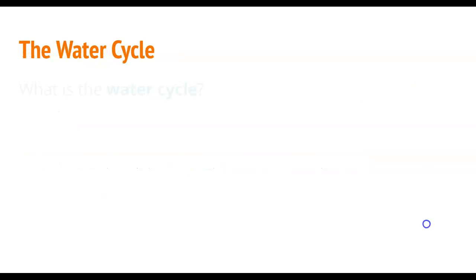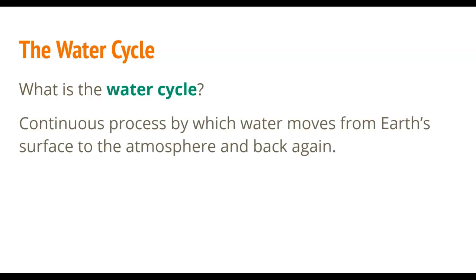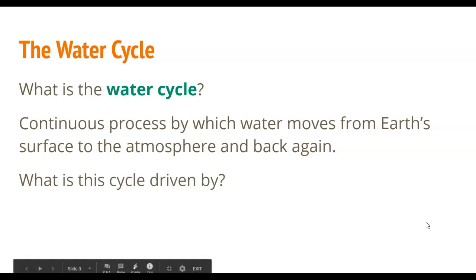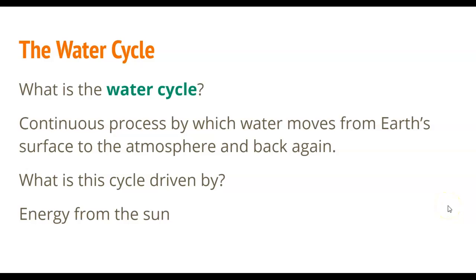The water cycle. What is the water cycle? It is the continuous process by which water moves from the Earth's surface to the atmosphere and back again. So that's the official definition. What is this cycle driven by? Very important question. Probably going to be seeing it on the quiz. It is driven by energy from the sun.